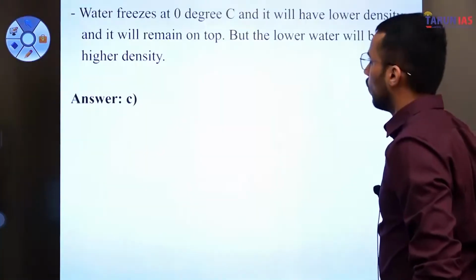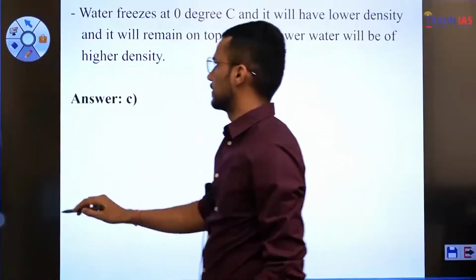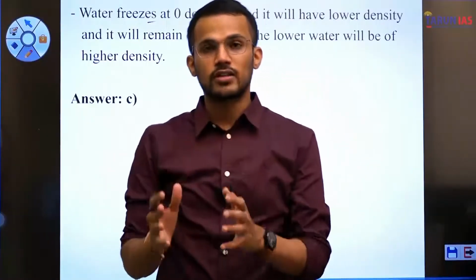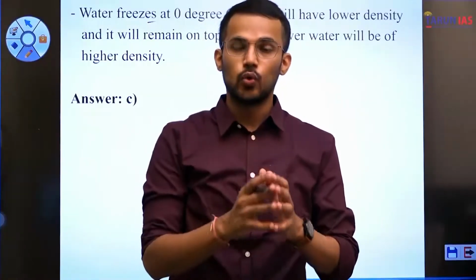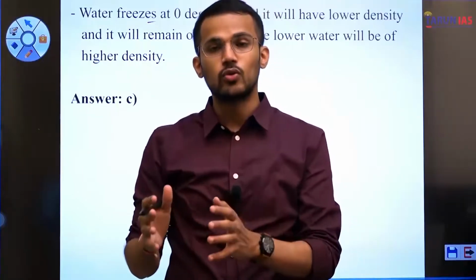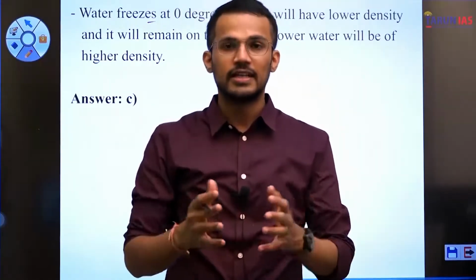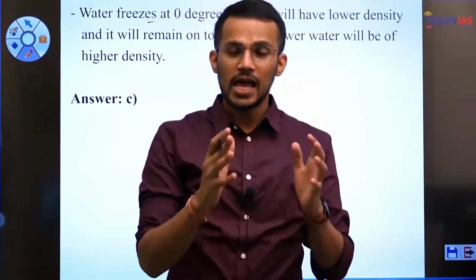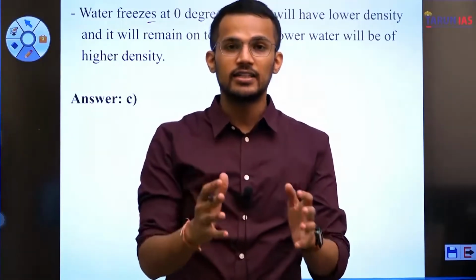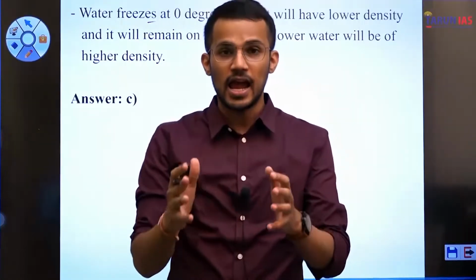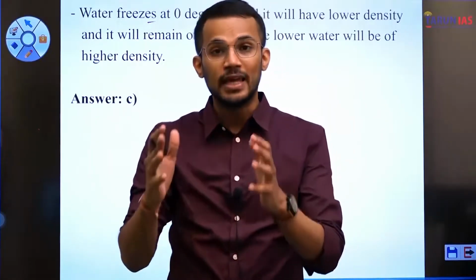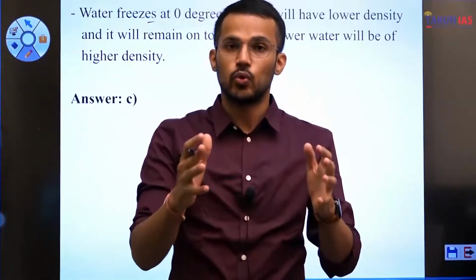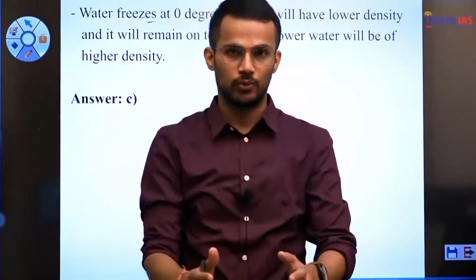Next point. Water freezes at 0 degrees Celsius. So that was one part that we have discussed: water's density is highest at 4 degrees Celsius, and if we cool water below 4 degrees Celsius, the density will decrease. As the density of water is highest at 4 degrees Celsius, it will be heavier than water at lower temperatures, and hence this 4 degrees Celsius water will sink down.